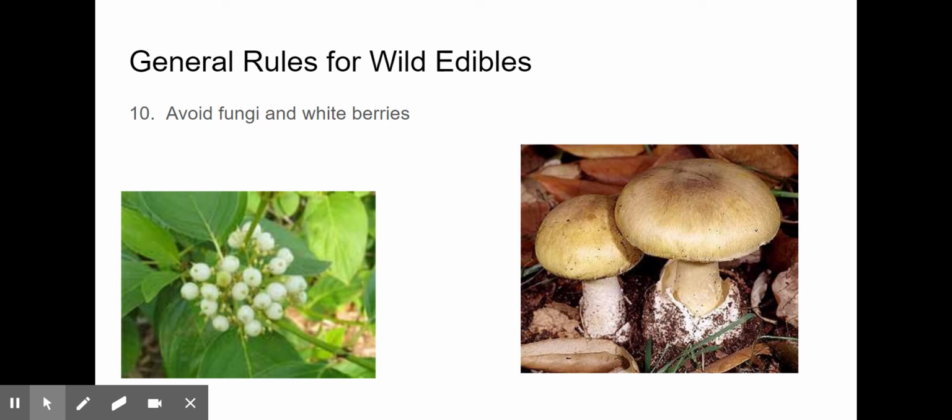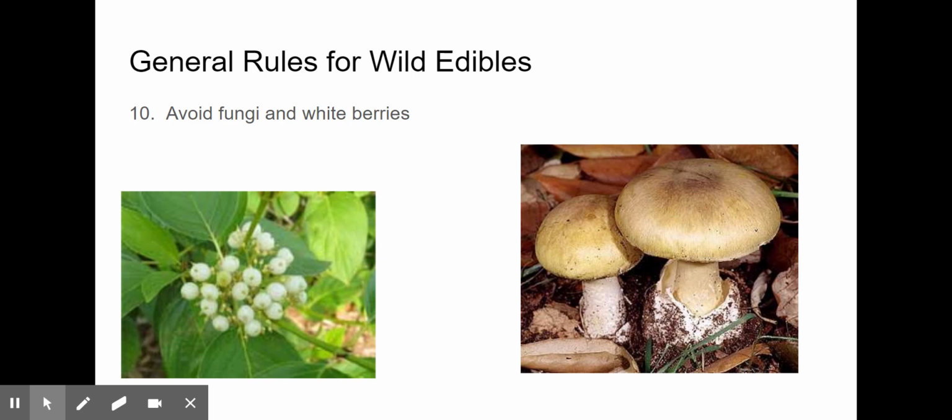Number 10, this one's important. Avoid fungi and avoid white berries. So I showed you the picture of that Solomon seal earlier. I showed you just on the last slide, the cardinal eating poison ivy. Those were white berries. And here there's dogwood. Those are white berries as well. So when you walk in the supermarket, you don't see white berries advertised. You can't buy them in the supermarket that I'm aware of because in general, the white berries tell you stay away, I'm poisonous. And then fungi, we're not going to collect fungus or mushrooms in this class either. So there's some that are easy to identify, but we're not going to mess around with that.